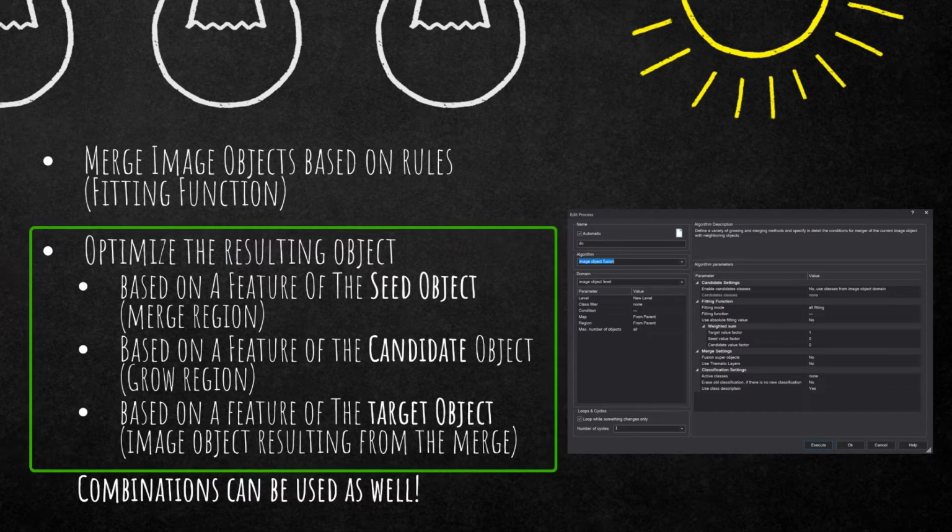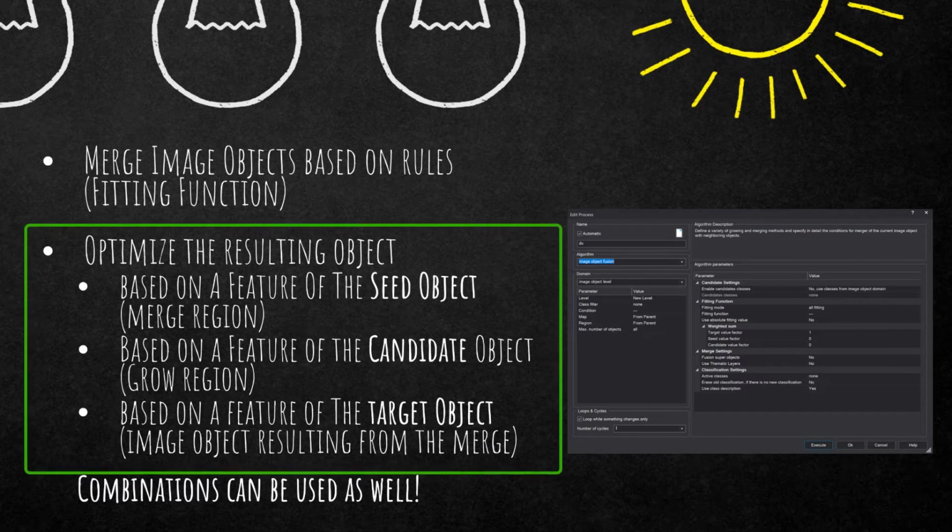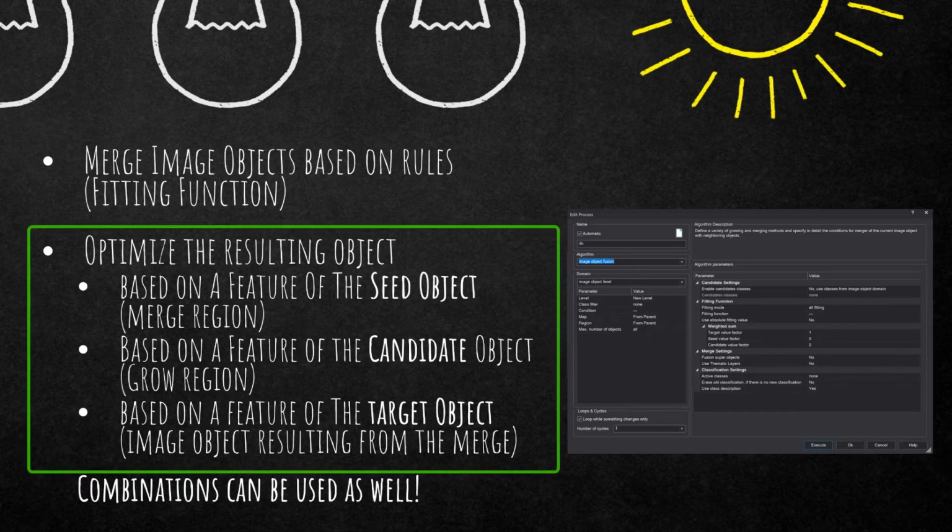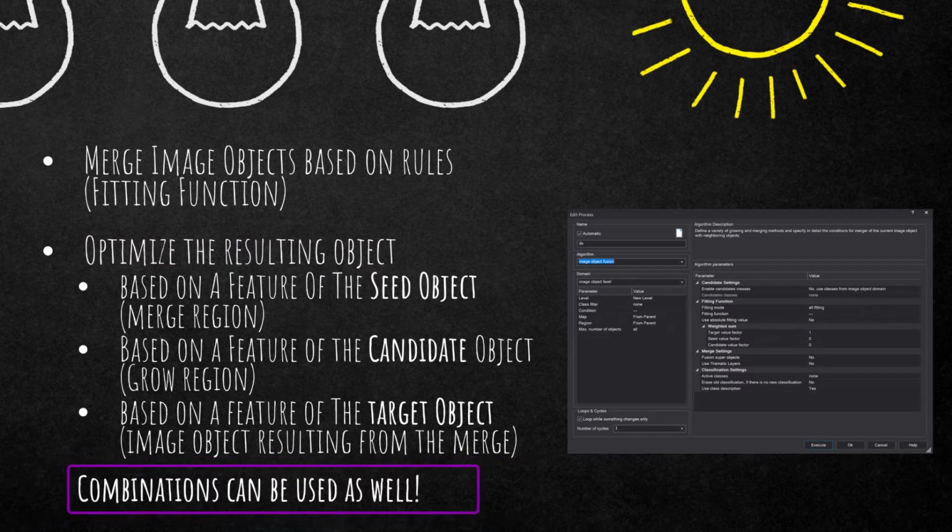And also based on a feature of the target object. So you can define or set up a rule that an object is only allowed to grow if the target object, so the final merged object, fulfills certain criteria. And you also can use combinations, and that makes it difficult, but if you understood it, it's highly helpful and it's a fascinating algorithm. Let's have a look at theory at the beginning.